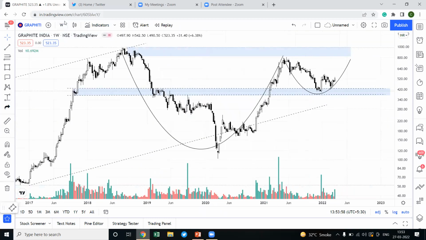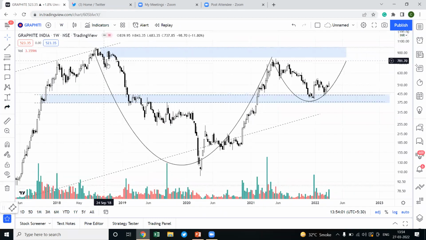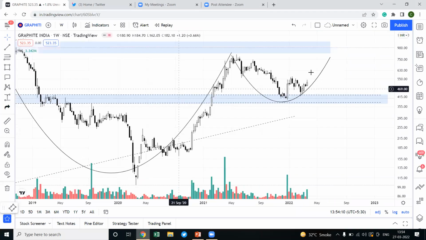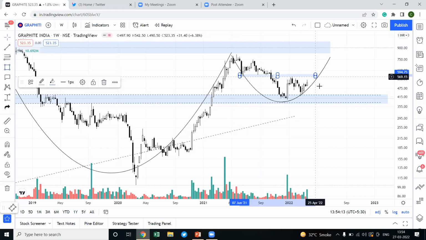So as you can see over here, we are looking at the weekly chart of Graphite India, and there is a big cup and handle formation in progress. The support level for Graphite is near the 400 mark, whereas the resistance level, the level from which the stock would continue its momentum, is once it closes above the 600 mark. So these are the two ranges on a weekly basis. Graphite has to cross above the 600 mark, whereas the support level is near the 400 mark, which is a bit extreme. But as we are looking at the weekly charts, the levels will be extreme.